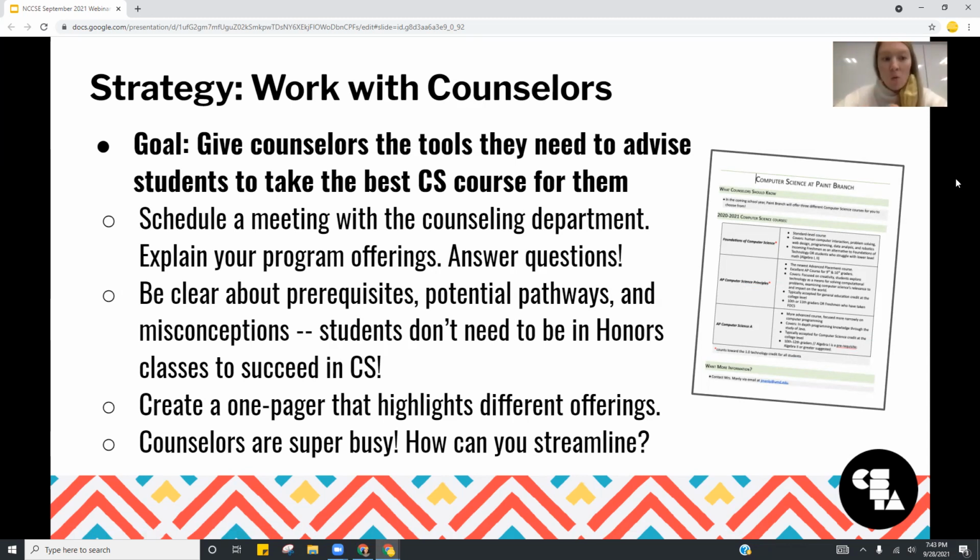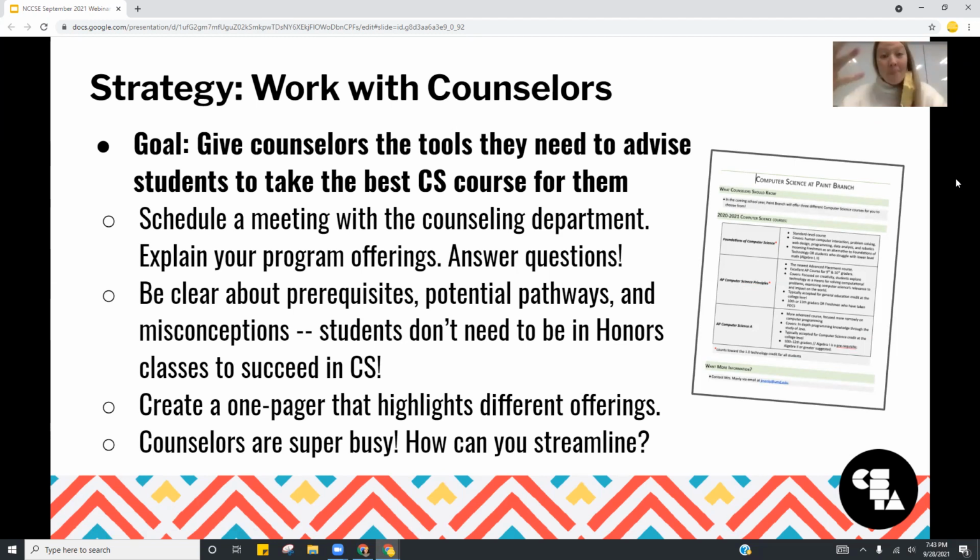So what I did with my counselors is I scheduled a meeting with the counseling department. I made a one-pager that clearly outlined the different courses, and this is clickable, I think, so you can click and get my one-pager. It included prerequisites, some potential pathways, misconceptions. For example, a student doesn't need to be in honors to be able to succeed in computer science. They don't even need to be an honor student to succeed in APCSA, right? That capstone course. They might not be successful in some of their other courses and be really successful in CS.